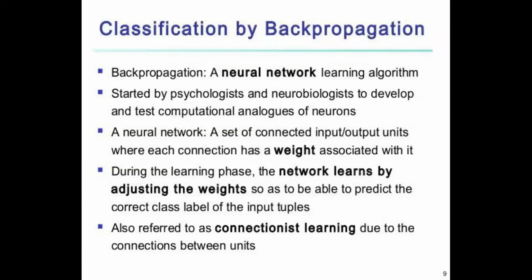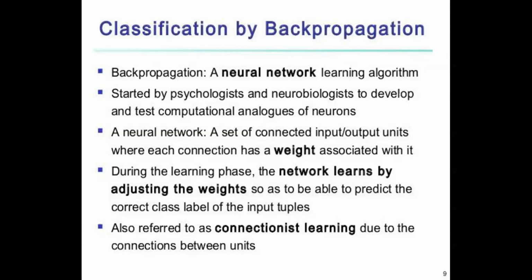See here, generally neural networks can simply be used as a learning algorithm. A neural network is a set of connected input-output units, where each connection has a weight associated with it. During the learning phase, the network learns by adjusting the weights so as to be able to predict the correct class label of the input tuples, and it is also referred to as connectionist learning due to the connections between the units.